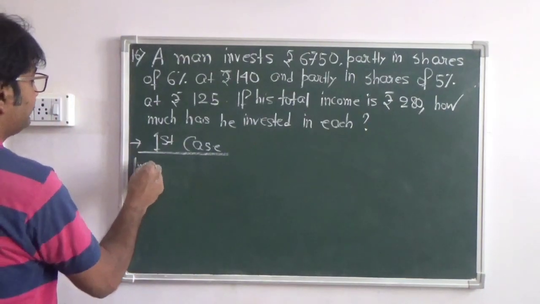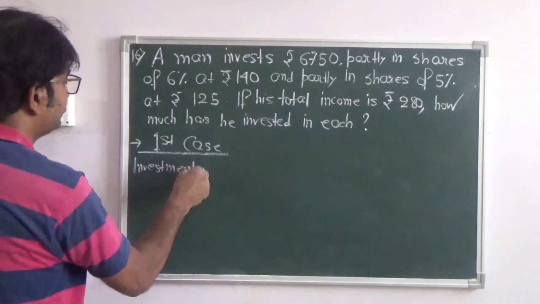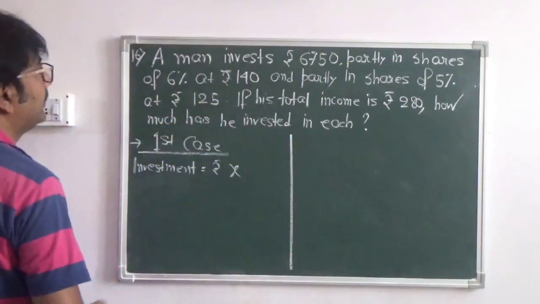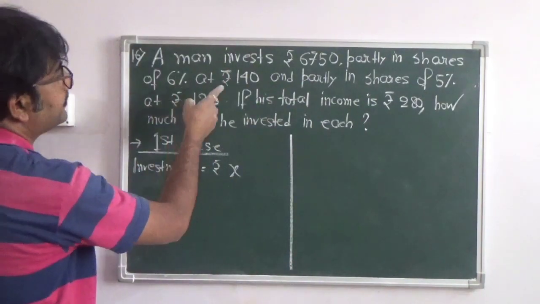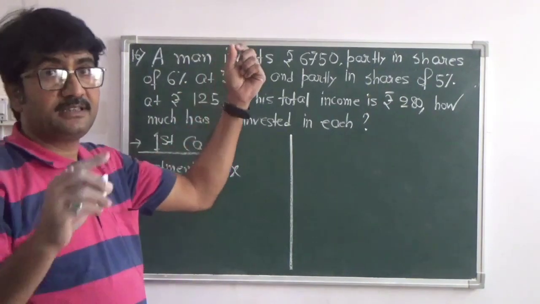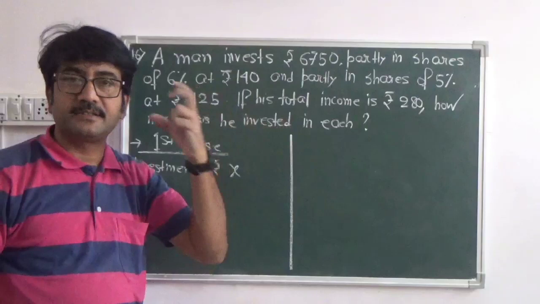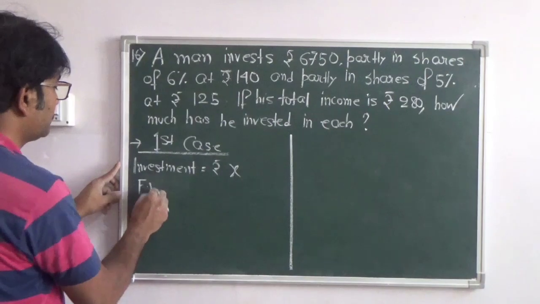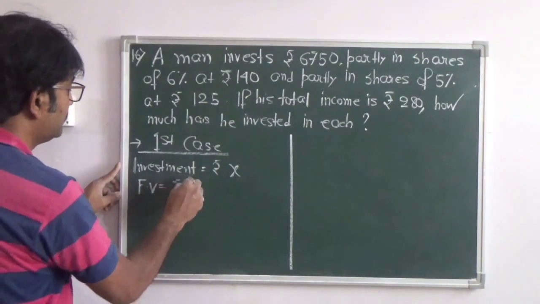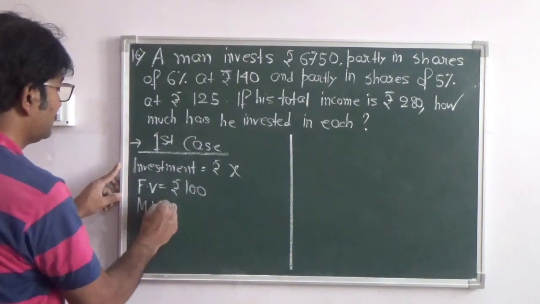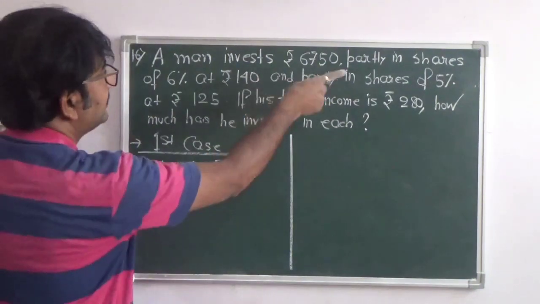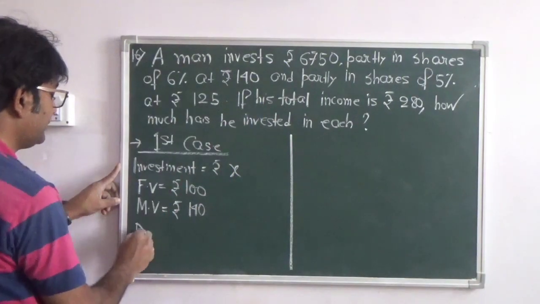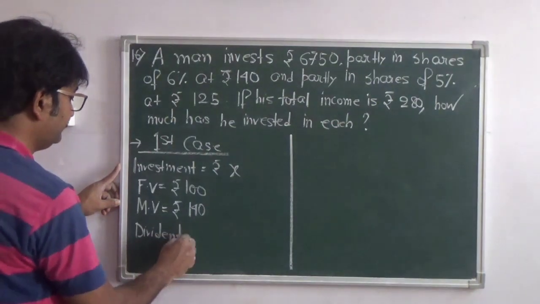let his investment be rupees X in shares of 6% at rupees 140. So here, as I told you previously, if the face value is not mentioned in the question, we take it as rupees 100. So here, face value equals rupees 100. Market value is equal to rupees 140, right? And at 6%, dividend is 6%.